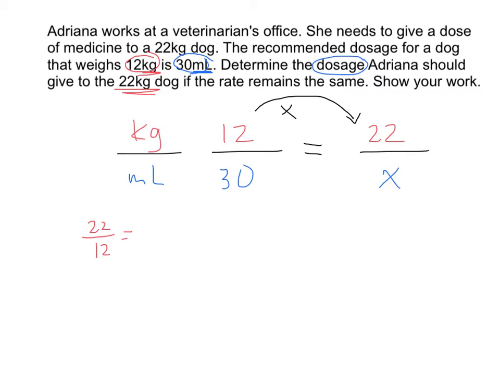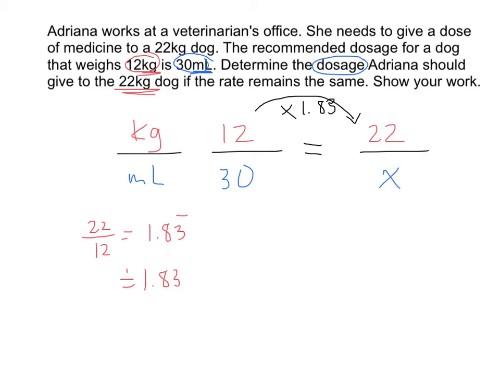We get an answer that's a repeating decimal. The answer is 1.83 repeating. Let's round this number to the nearest two decimal places. We'll keep it at 1.83. That means that 12 times 1.83 should give us 22. Try that on your calculator.